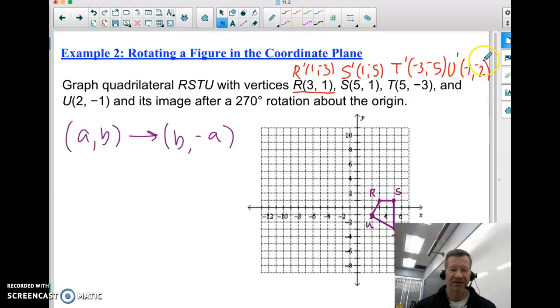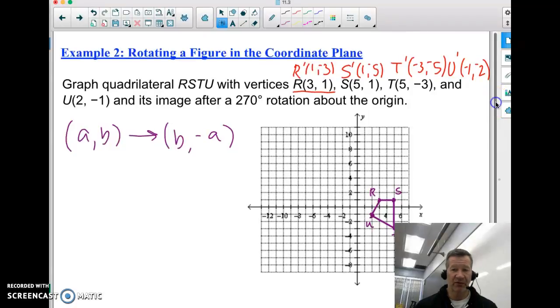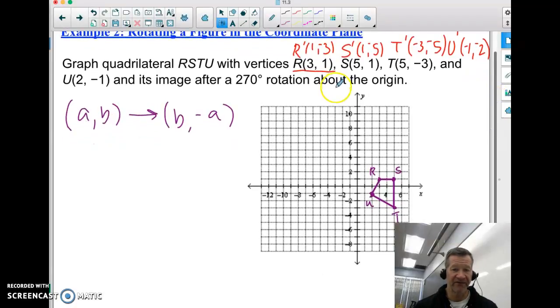Now it didn't happen in this problem, but if the y-coordinate had already been negative, we would have switched it to positive. That didn't happen in any of these problems. All the x values are positive, so all the y values are going to be negative, okay? So here we go, R prime, (1, negative 3). That'll be right there. S prime, (1, negative 5). Right there. T prime, (negative 3, negative 5). And last, U prime, (negative 1, negative 2).